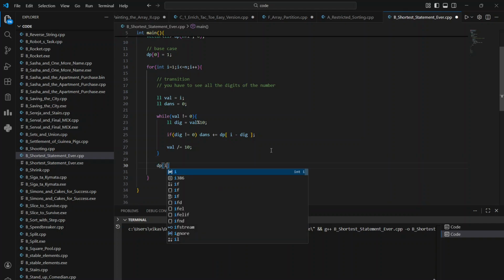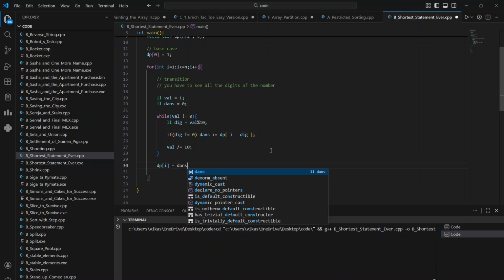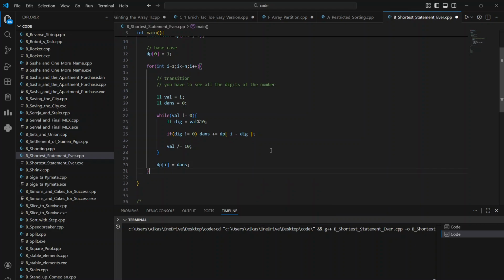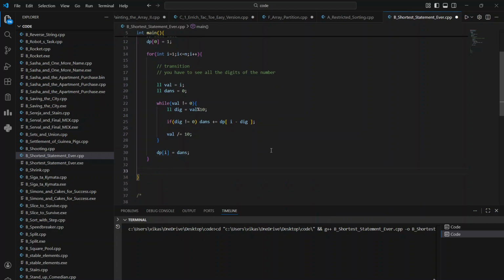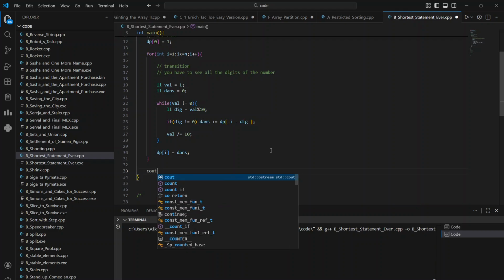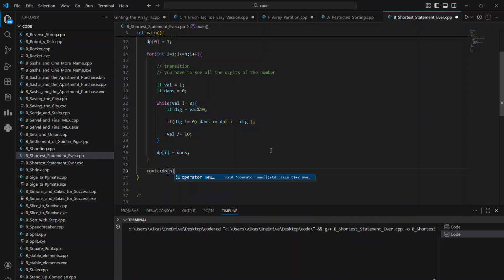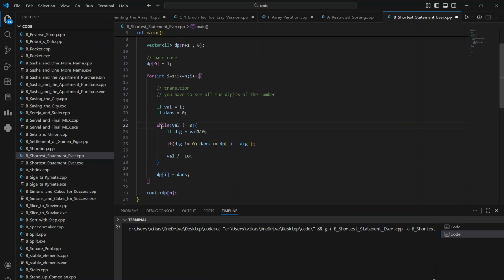And now dp of i is going to be this dAnswer. That's it. The answer is just dp of n. In this method, you have to tell me what is wrong in this case. What is wrong? Think of this.